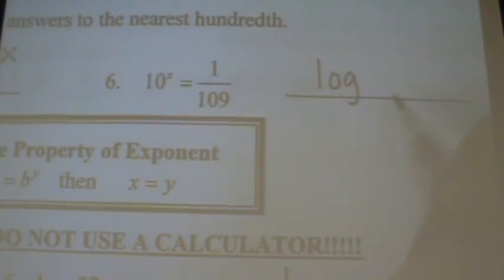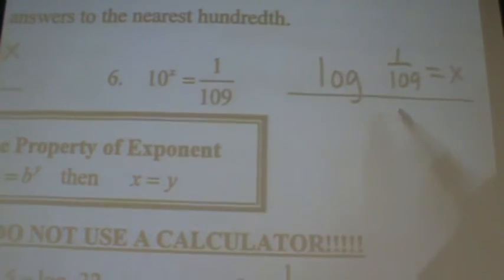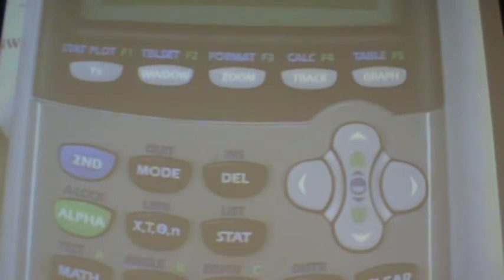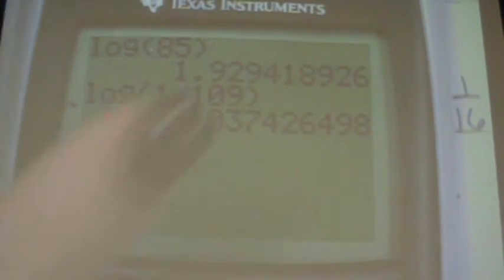Okay, and the last one here, how would you do this one? This is the log of 1 over 109 base 10. And to type this in your calculator, in a minute I'm gonna let you guys grab calculators. Log of 1 divided by 109 is negative, whoops, sorry, negative 2.04.